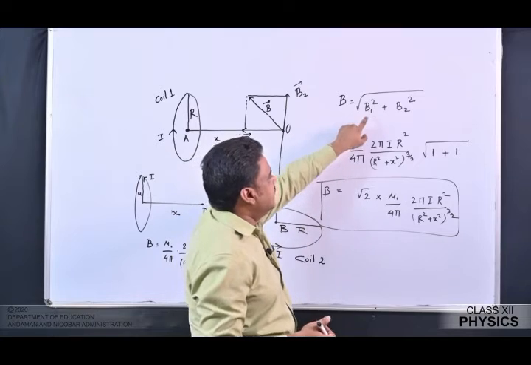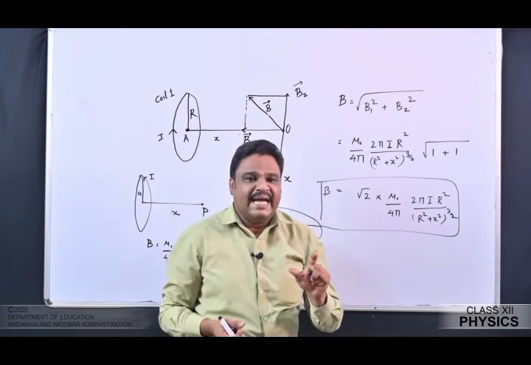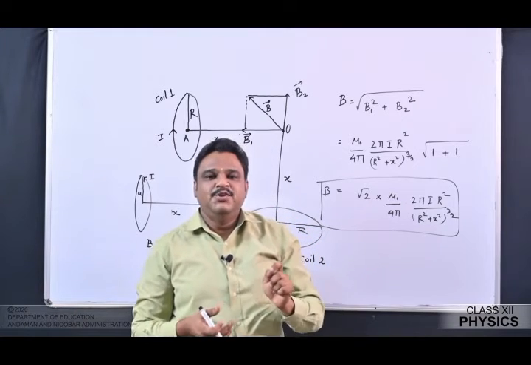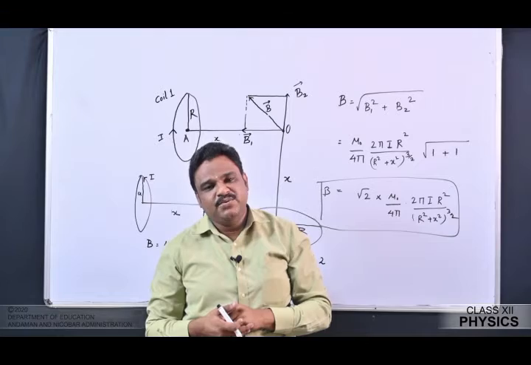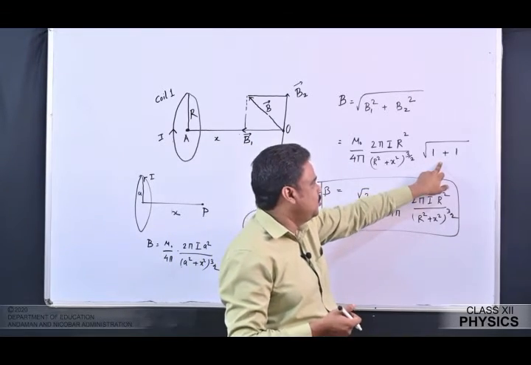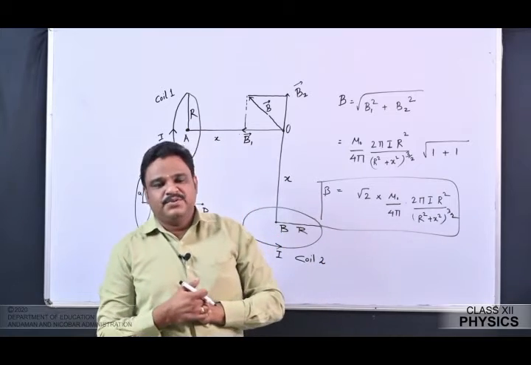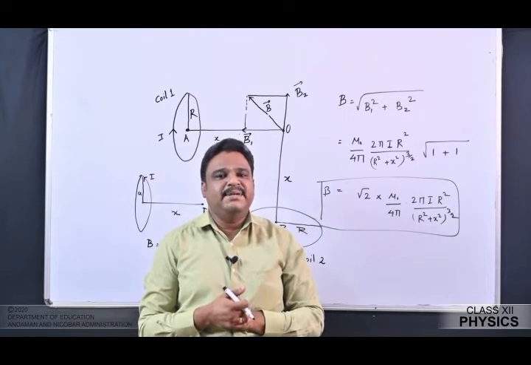B comes to be under root B1 square plus B2 square. The magnetic field along the axial line is mu naught by 4 pi, 2 pi I A square by (A square plus x square) to the power 3 by 2. Replace A with R. All the things are common, so what I'm going to get is root 2 times this value. This is one of the common questions that is usually repeated in the board examination.